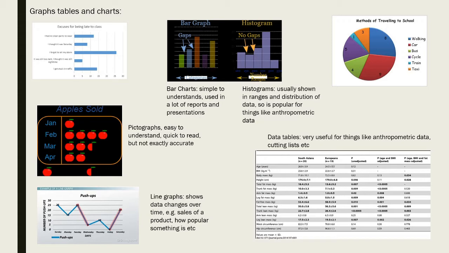So typically, the most common ones that will come up in your exams probably are histograms and data tables, but it's just important to make sure you can understand what the others are and how they're used and what the benefits are. The most accurate ones that you can have are data tables, line graphs and histograms. Most common ones to come up probably will be histograms and data tables.